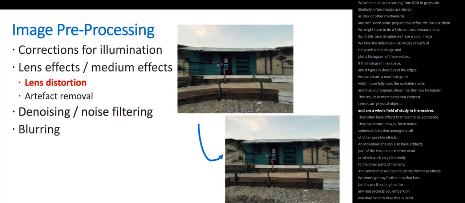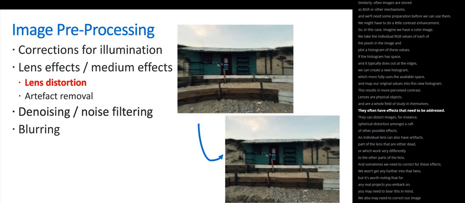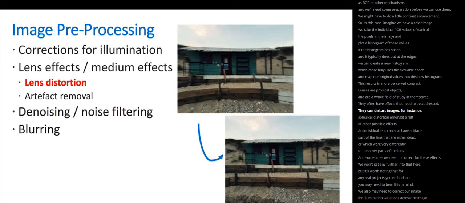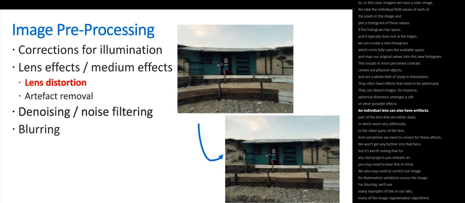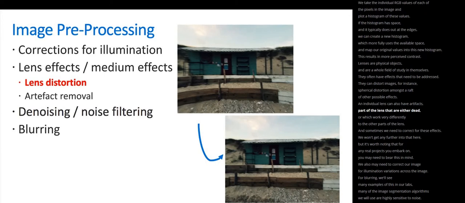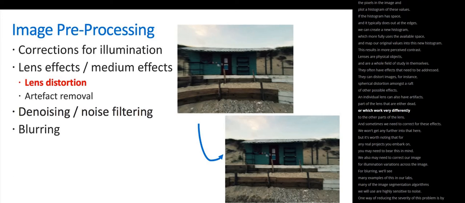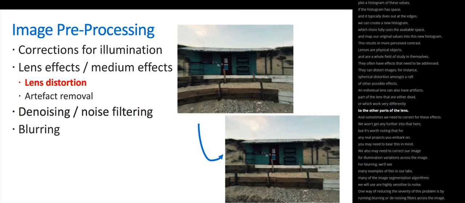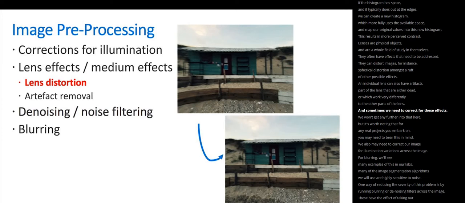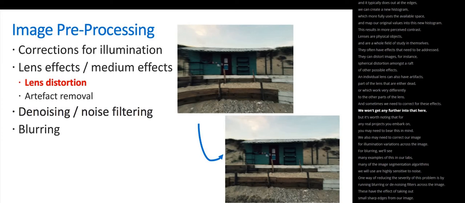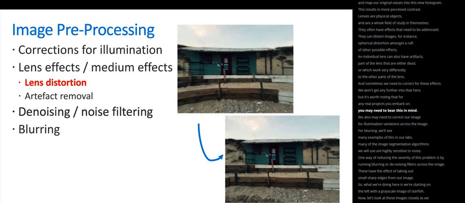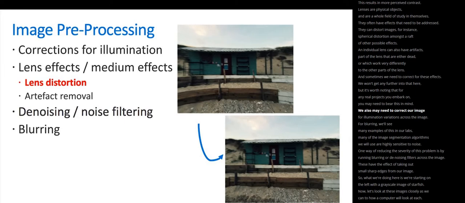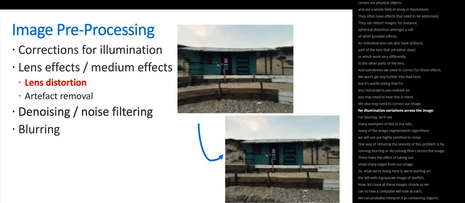Lenses are physical objects and are a whole field of study in themselves. They often have effects that need to be addressed. They can distort images, for instance spherical distortion, amongst a raft of other possible effects. Any individual lens can also have artifacts, part of the lens that are either dead or which work very differently to the other parts of the lens. And sometimes we need to correct for these effects. We won't get any further into that here, but it's worth noting that for any real projects you embark on, you may need to bear this in mind. We also may need to correct our image for illumination variations across the image.